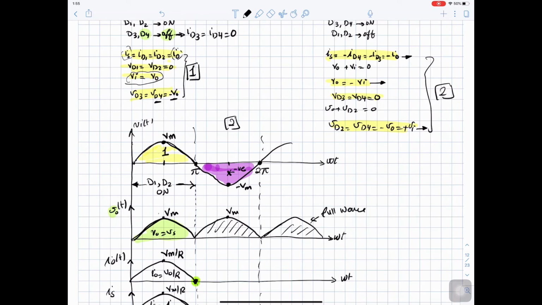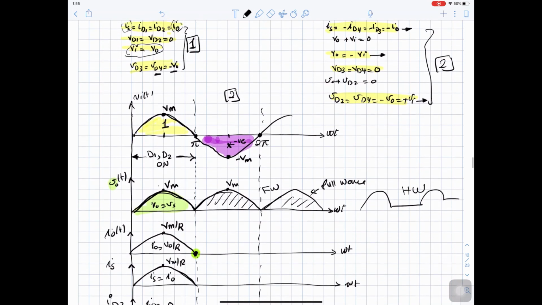So each half cycle you have a wave. You don't have a wave, then zero, then a wave, then zero. This is half wave. But this case is full wave. That's why we call it full wave.